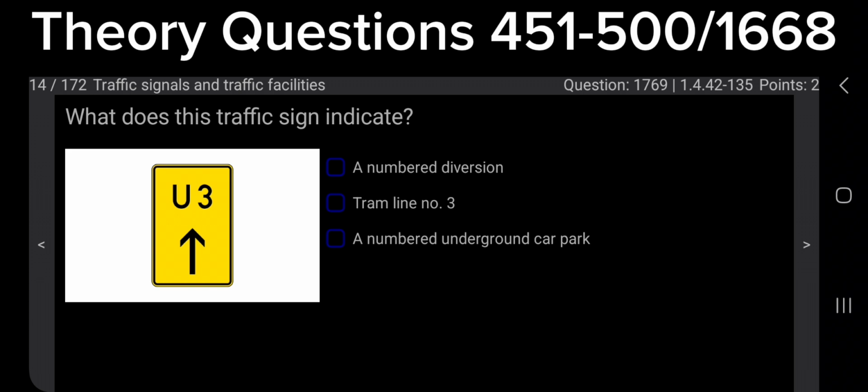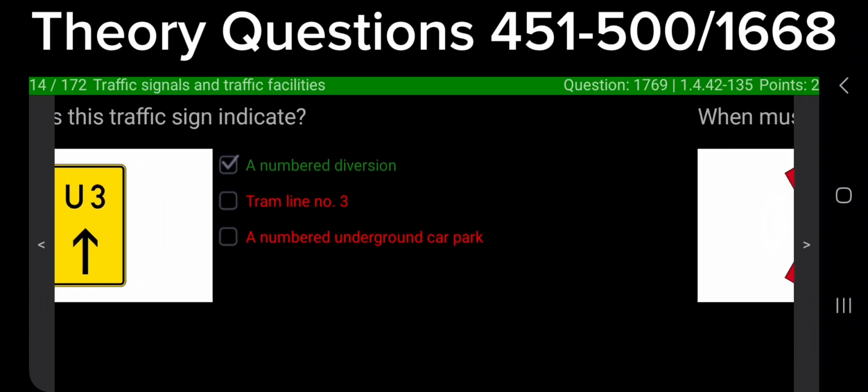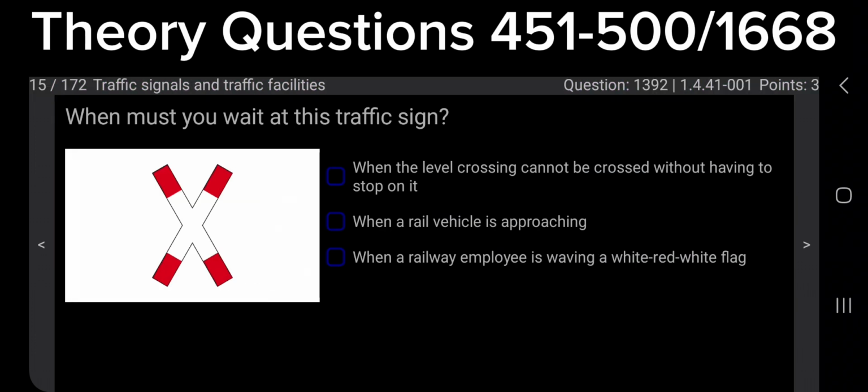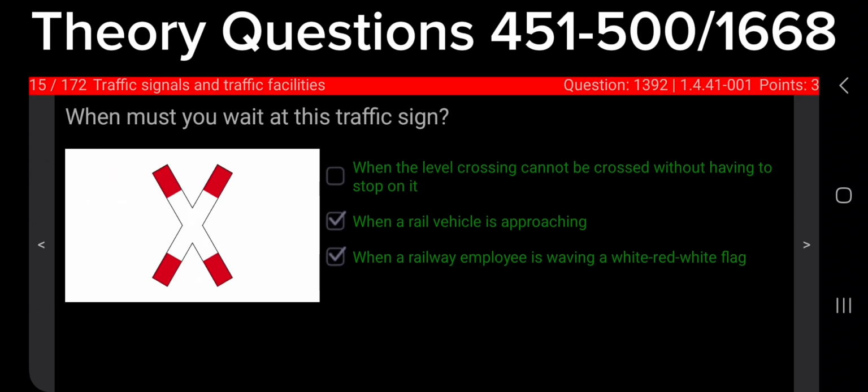What does this traffic sign indicate? A numbered diversion. Tram line number 3. A numbered underground car park. When must you wait at this traffic sign? When the level crossing cannot be crossed without having to stop on it. When a rail vehicle is approaching. When a railway employee is waving a white-red-white flag.